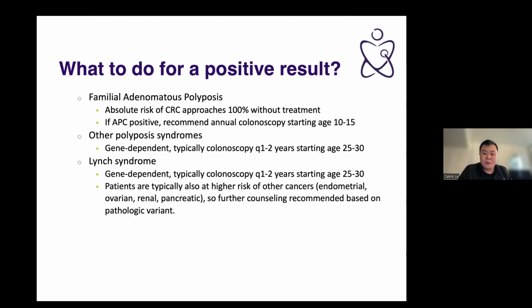For the other syndromes, it's often gene dependent, and at this point, oftentimes it's a multidisciplinary meeting with medical genetics, GI, other services, but typically it's screening every 1 to 2 years, starting in the mid-20s. And as I said before, patients with Lynch syndrome have elevated risk of other cancers like endometrial, ovarian, renal, pancreatic. So they can be offered further counseling based on what variant results.